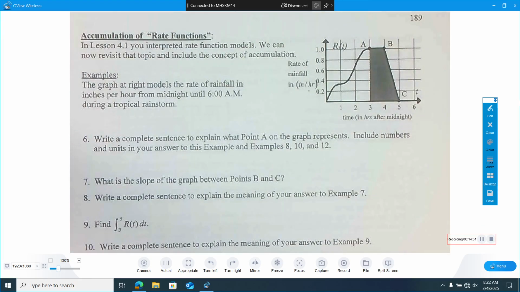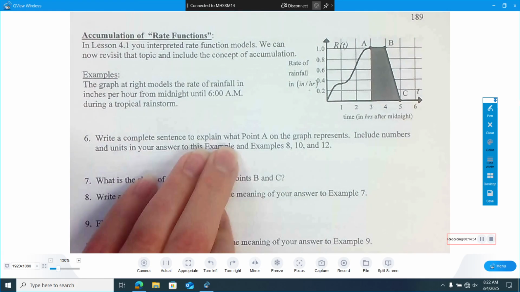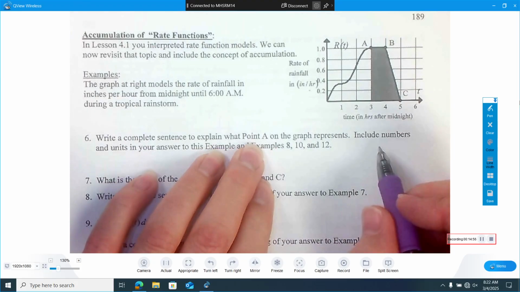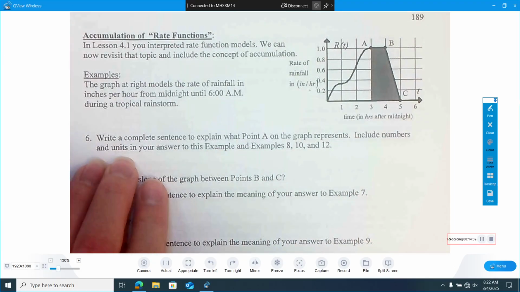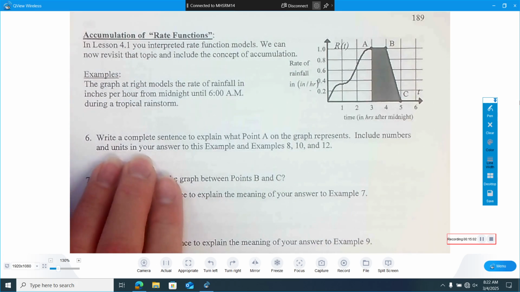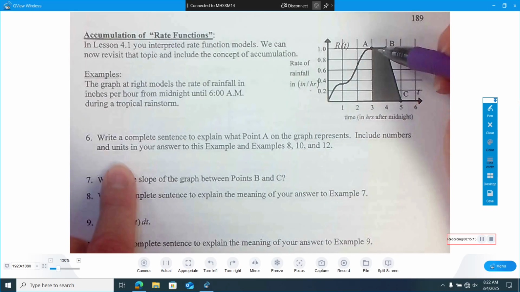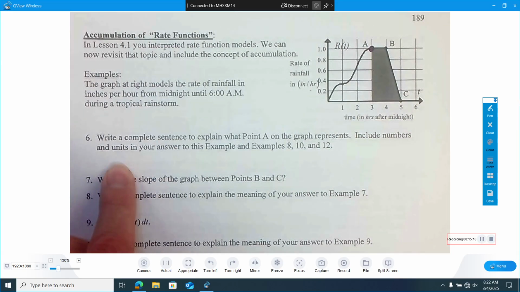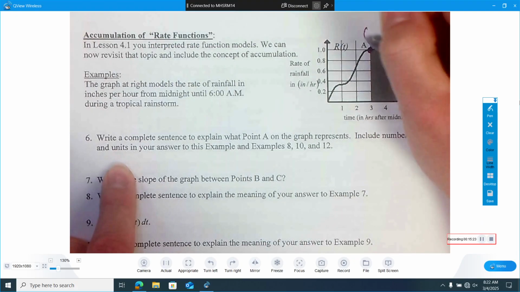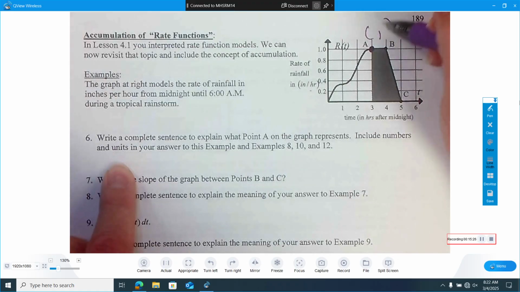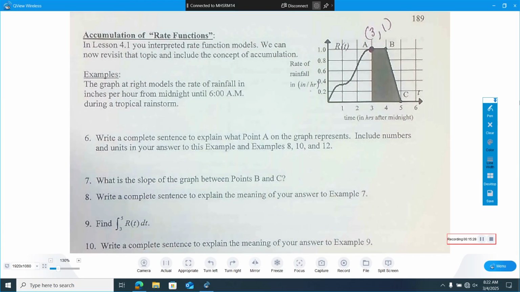So we want to write a complete sentence to explain what point A on the graph represents. Include numbers and units in your answer. So numbers and units in your answer. Okay, so point A. Here's point A. What is point A? If I were to give it an ordered pair, it would be 3, 1. Great. Point A is 3, 1.